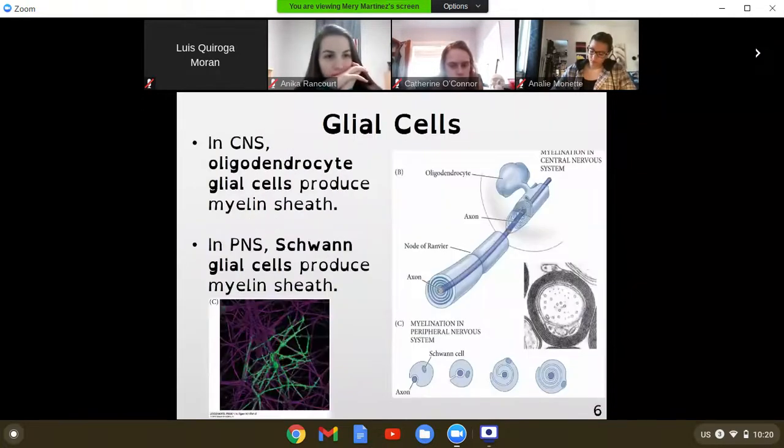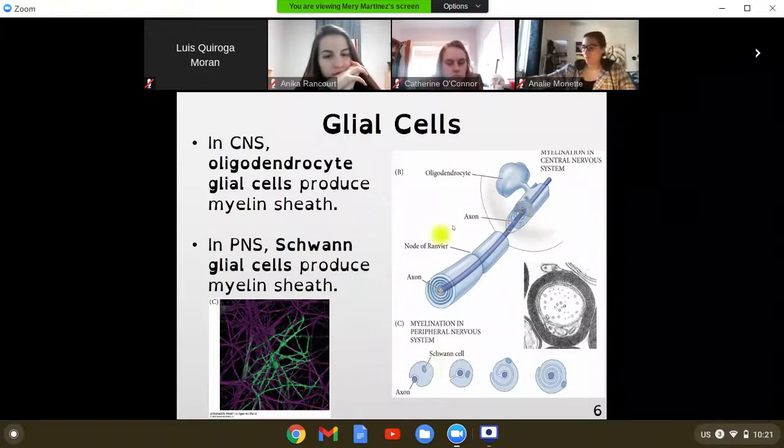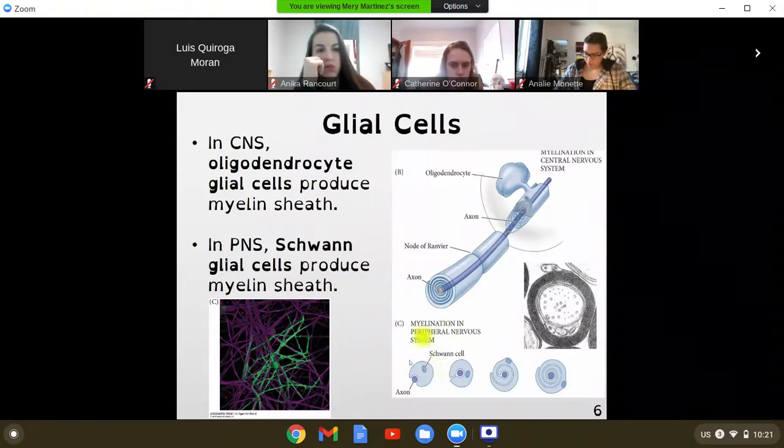So in the axon, this is an oligodendrocyte. So this is the central nervous system. You see how it starts moving and surrounding all around that axon. So we can have from 30 to 50 layers of this cell, just cytoplasm, rolling around the axon. In here, we have a cell in the peripheral nervous system, so it's a Schwann cell, and it does the same.